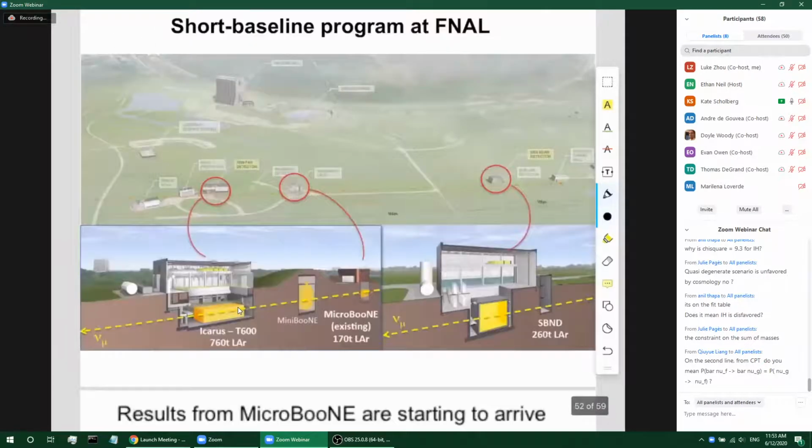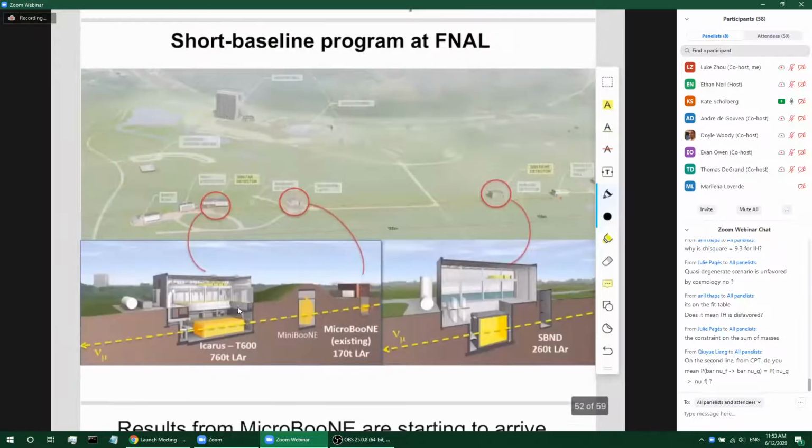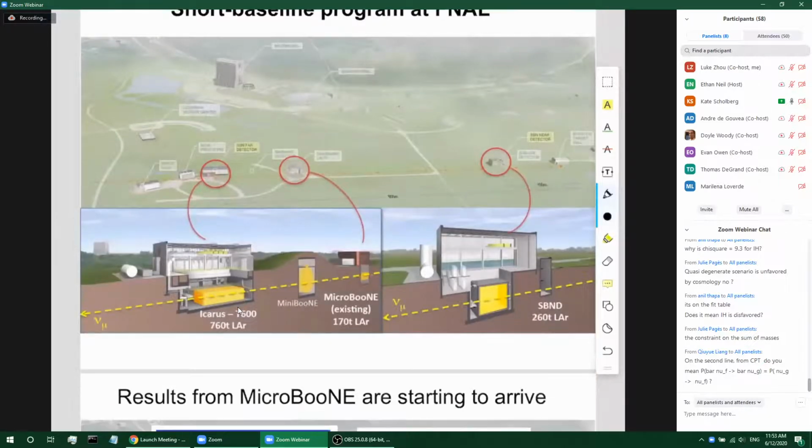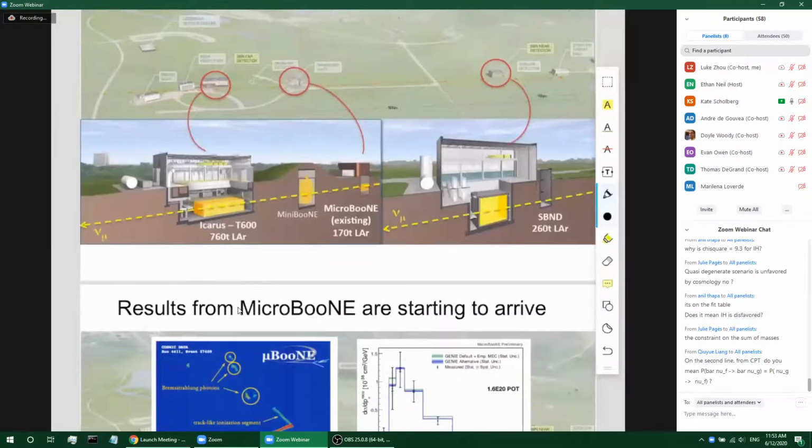Okay. I will say a little bit about this. The short baseline program at Fermilab is a liquid argon TPC, time projection chamber, detector program. And there's the MicroBooNE existing detector. There's a new one called SBND, and then ICARUS. And these are recently or very soon to be running. MicroBooNE is already running, ICARUS is to turn on very soon. So these are really starting to get there. There's some new data coming.